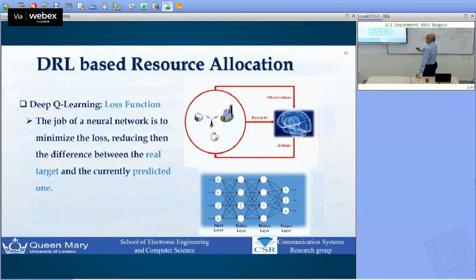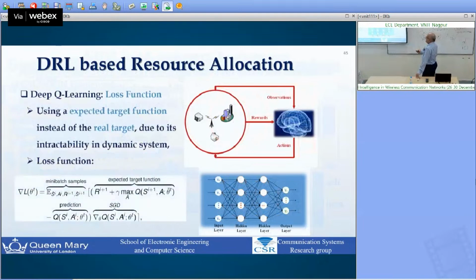So here, as I mentioned earlier, the objective of the neural network is to minimize the loss function. So the target minus predicted. This one is similar to earlier. So here we have expected target and the prediction. This is the stochastic gradient descent. So this is the loss function, change in loss function.